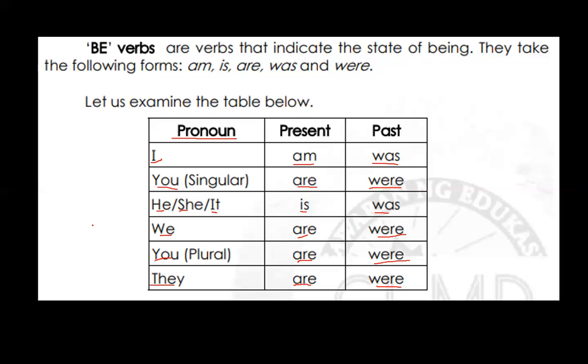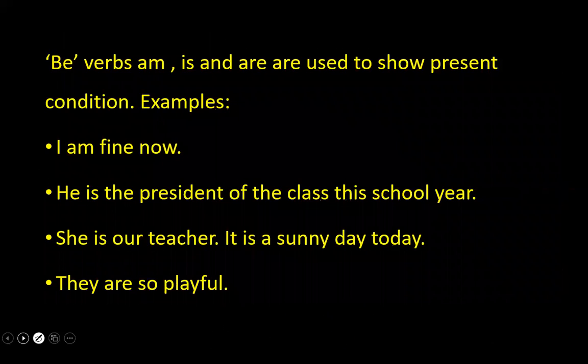Now, for more specific, for other be verbs, let us continue with the examples or the explanations. Now, be verbs am, is, and are are used to show present conditions. Example, I am fine now. He is the president of this school year. Another example is she is our teacher. Another example is it is a sunny day today. Another example is they are so playful.